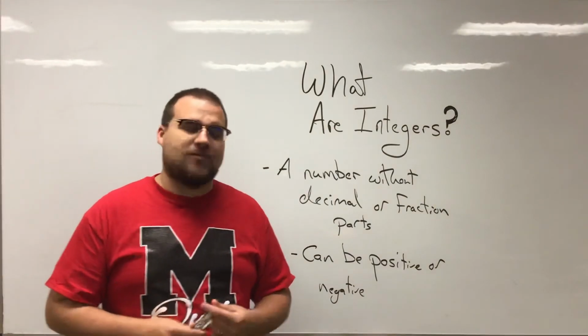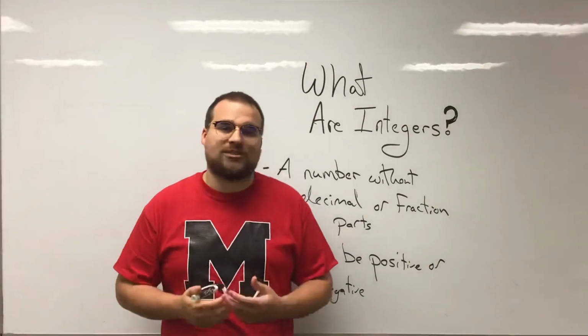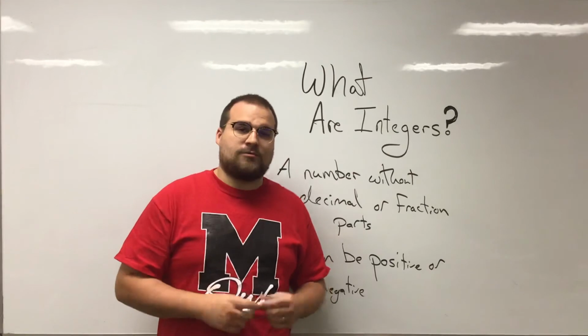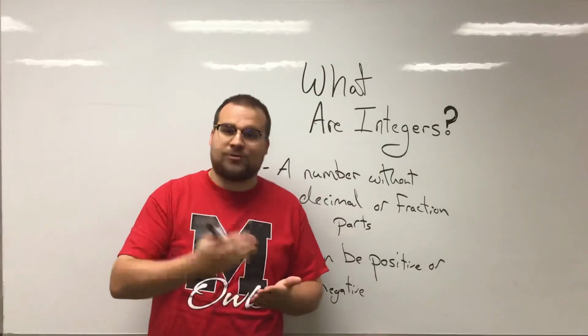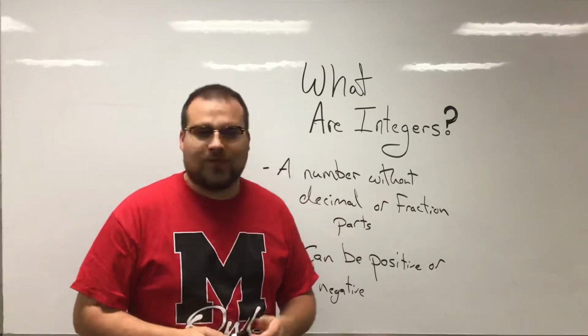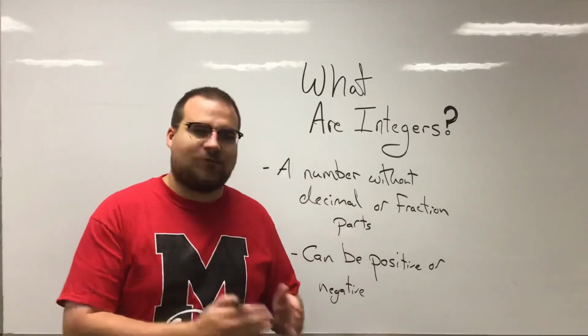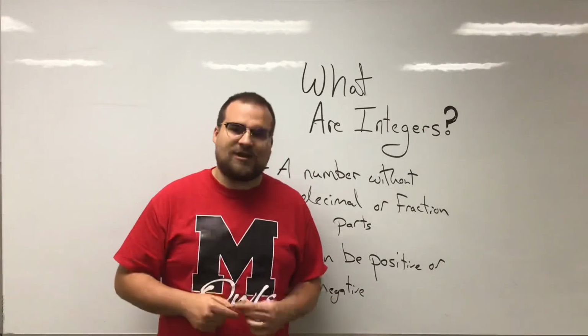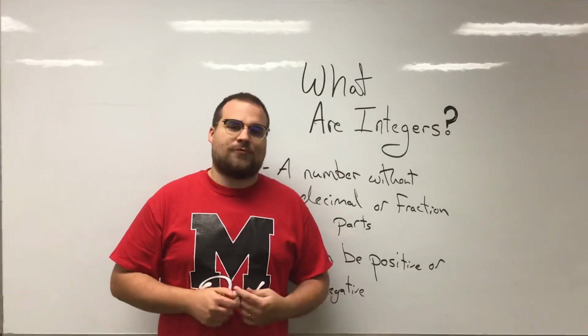A lot of times you may actually see integers represented as a number line, since it just goes 1, 2, 3, 4, 5 on forever. And it goes the same on the other side, -1, -2, -3, -4, -5, so on and so forth.